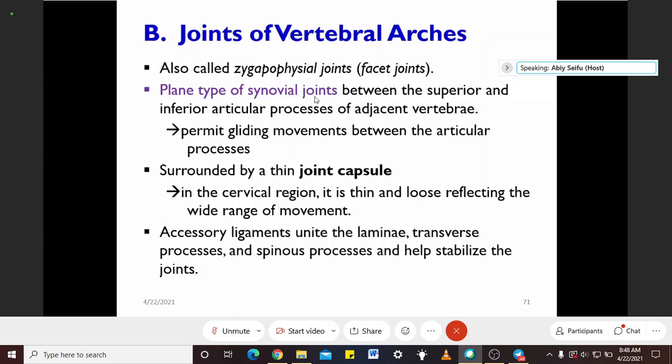If it is a synovial joint, there is a capsule, and there is also a space in between the articular surfaces. And the articulating bones are interconnected to each other by joint capsules. The strength of these joint capsules reflects the degree of movement. For instance, this capsule is loose in the neck region, or cervical region, and as well in the lumbar region. That is why these regions are highly movable as well. There are also ligaments associated that give strength and increase the stability of those joints. There is an accessory ligament that joins the consecutive laminae, the transverse processes, as well as the spinous processes.